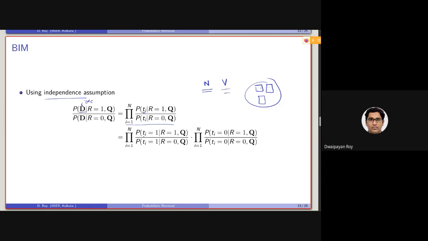So there will be some factor for when the term is present in the document and when the term is absent in the document. So this is extended like this. The numerator is basically breaking things up into where the term is present in the present document and where the term is not present in the present document. Similarly, the denominator.